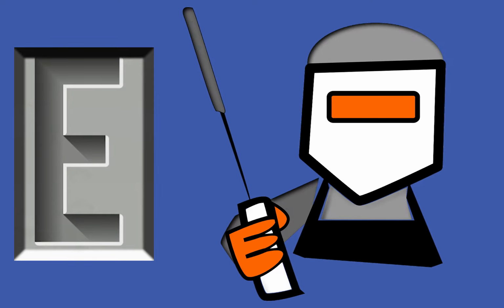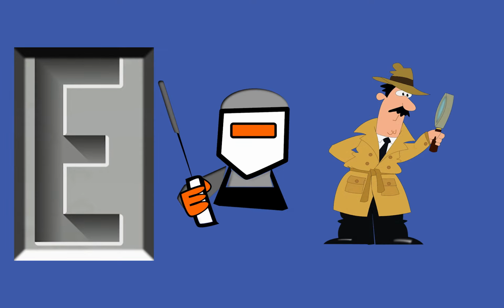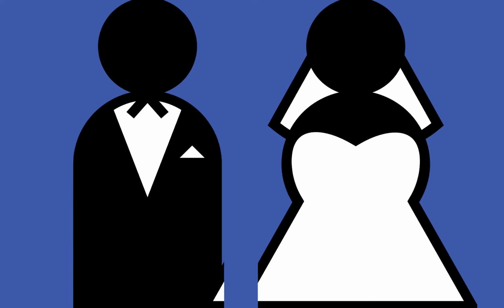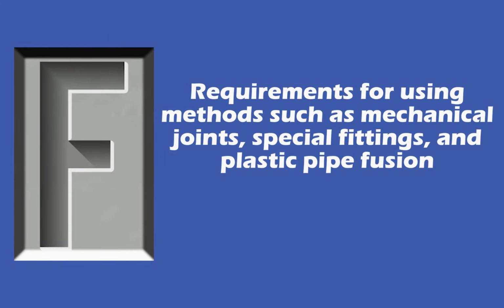It explains the requirements for developing acceptable welding procedures and for testing welders to make sure they know how to follow those procedures. There is also information about welding in the field and inspecting welds when the job is done. But of course, there are many ways to join two pipes together, and Subpart F explains the requirements for using methods such as mechanical joints, special fittings, and plastic pipe fusion.